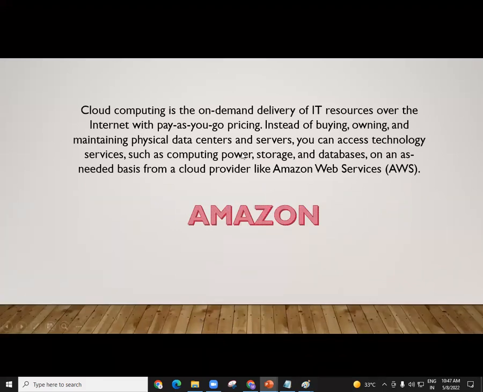Cloud computing is the on-demand delivery of IT resources. I repeat, cloud computing is the on-demand delivery of IT resources. IT resources means servers, routers, firewalls, operating systems. On-demand means you need 100 servers, within the next 2 minutes you can take 100 servers. You need 10,000 servers, within the next 1 hour you can take 10,000 servers. That is called on demand. How much you need, we are providing that much.